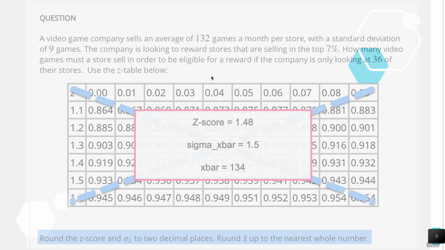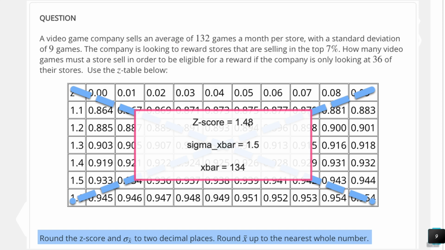So this is what it would look like when we put our answers in. We would have a z-score of 1.48. We would have a sigma x bar of 1.5, and our x bar was 134, because it asked us to round that to the nearest whole number. And so those are how we get our answers, all using the calculator and the calculator functions, except for this one, because it's such a simple calculation, we don't really need a calculator function for it.